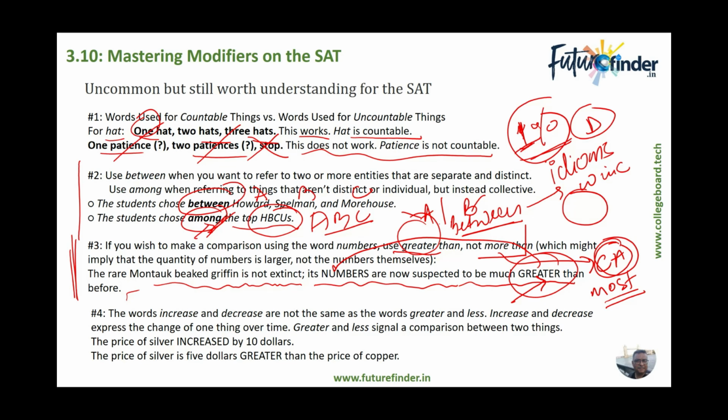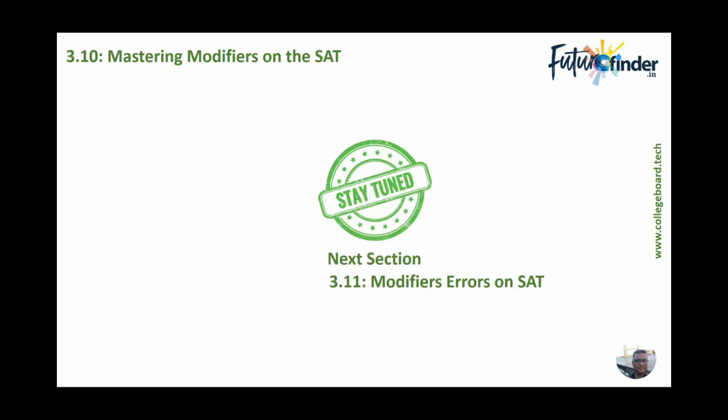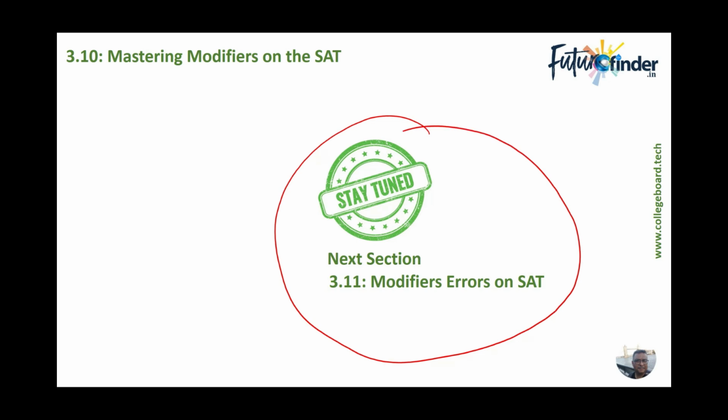The words increase and decrease are not the same as greater or less, obviously, because the price of silver increased by $10 and the price of silver is $5 greater than the price of copper. So this is how it is used. There are petty concepts on the SAT that may be asked. Stay tuned. The next section will be the most important part on modifiers, when we actually do the modifier errors as subjected on the SAT.